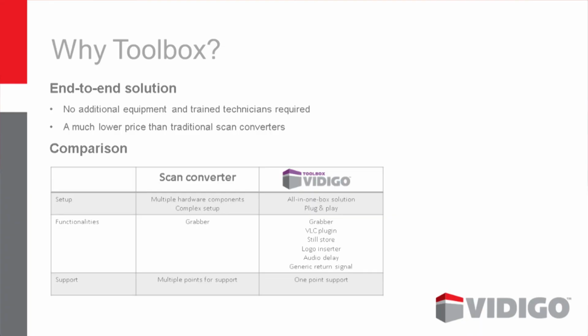VidiGo Toolbox is an end-to-end solution. The chart compares a traditional scan converter setup to a VidiGo Toolbox setup. Using a traditional scan converter can require the use of multiple hardware components. It may be that you need multiple devices to get the job done. The reason for that is that the scan converters are mainly designed as a converter or grabber. Getting the audio embedded in SDI may require additional hardware. More hardware may be needed to delay and synchronize the audio with the video.